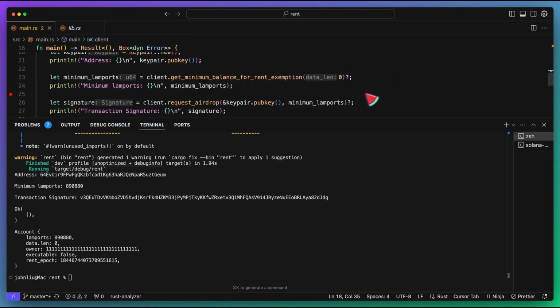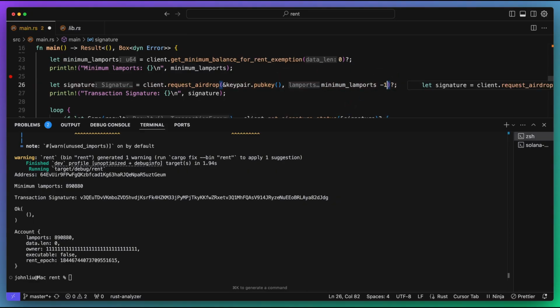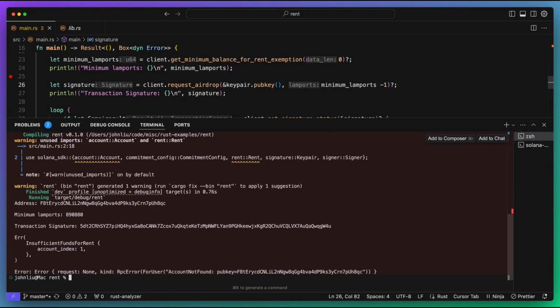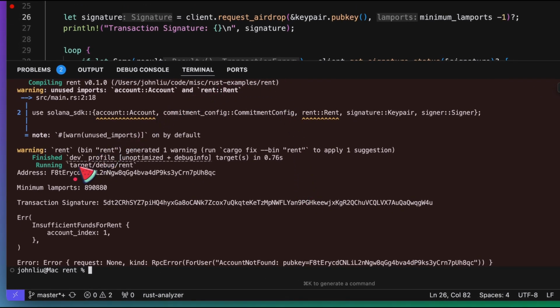If we, for example, subtracted 1 from the minimum lamport amount to request less than the minimum required for an account and try to run this again, we would see an error. So this is a new key pair that was generated. The minimum amount is still this much, but we're requesting 1 less than the minimum, where we now get an error with the transaction we tried to send. The error says insufficient funds for rent for our account here. And if we try to fetch that account, we get account not found at this address. Because this transaction failed, this account was never created at this address.